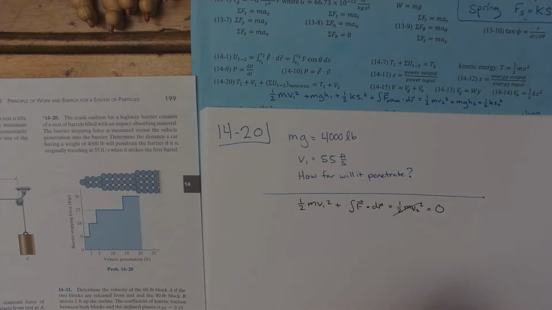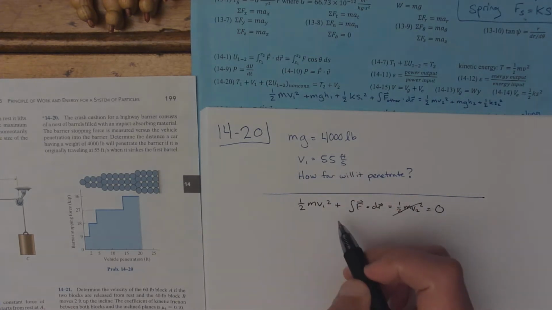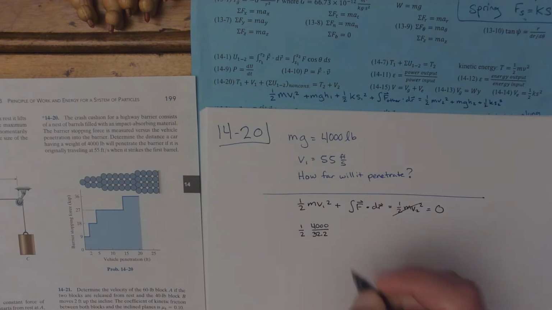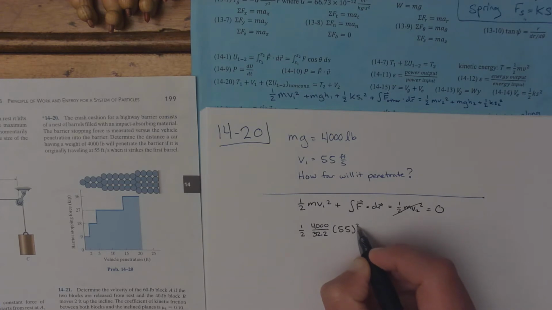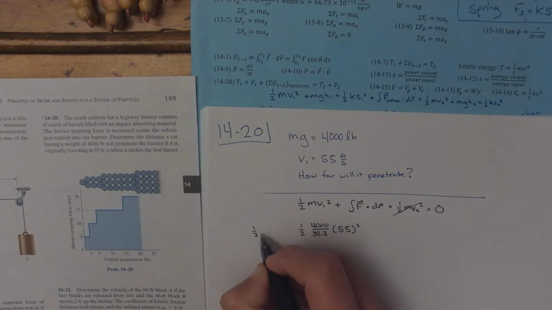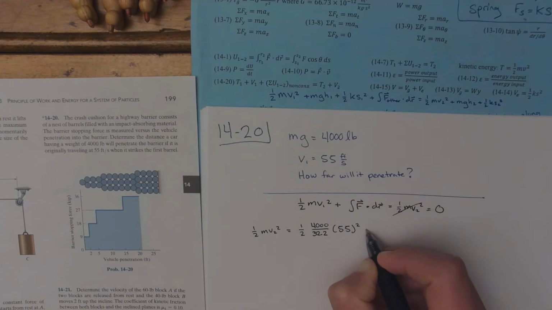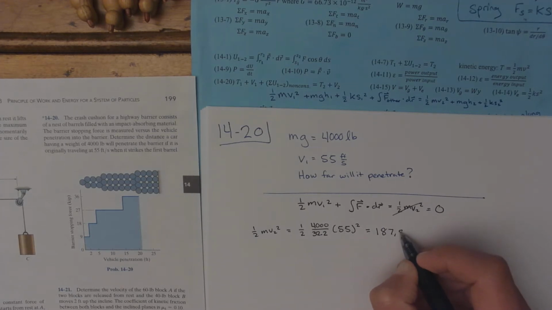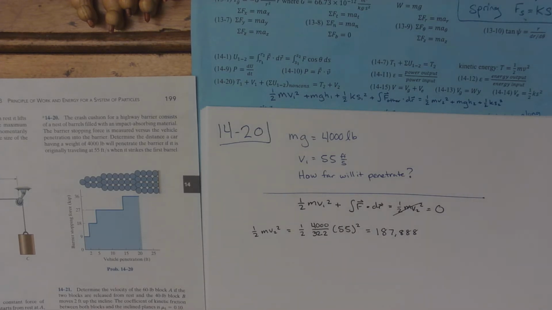Let's see. I know the weight of the car. I want the mass of the car, so I can say this is 1/2 times the mass, which would be 4,000 pounds divided by 32.2 feet per second squared, and V1 is equal to 55. So this is 1/2 mv1 squared, which is equal to 187,888.